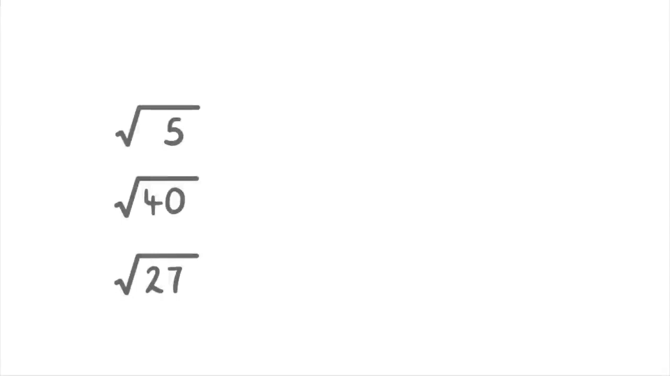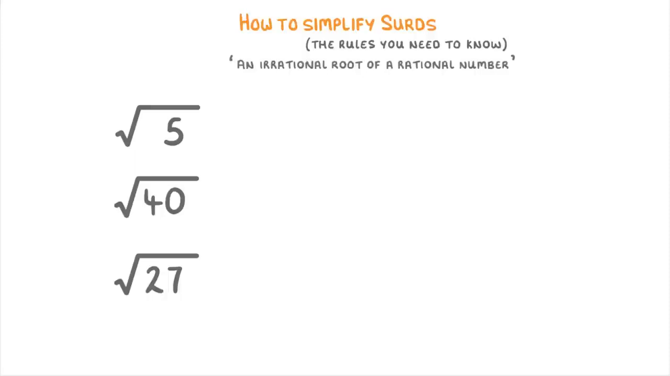In this video, we're going to look at how to simplify surds. And in doing so, we'll cover some of the rules you need to know about how to manipulate them. First though, we need to cover what a surd is. In technical terms, a surd is an irrational root of a rational number.